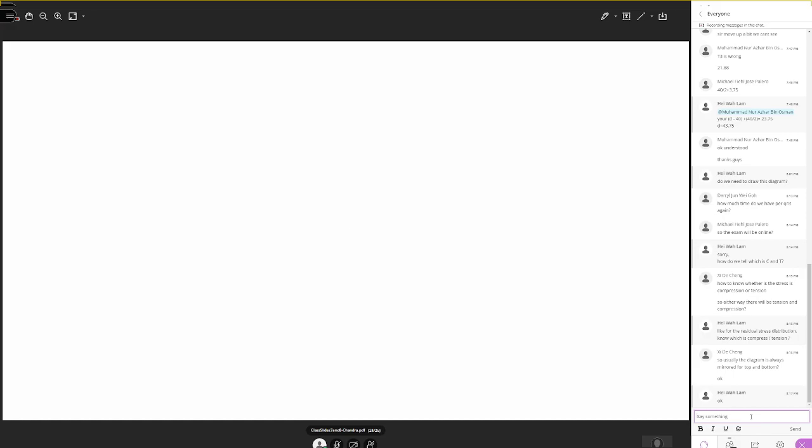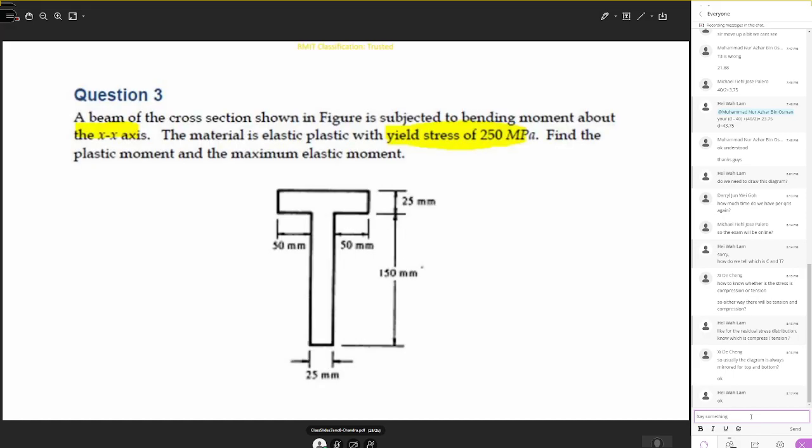Okay, so this is a simple question. You can easily work on this. Here the yield stress is given as 250 megapascals. The axis is given along the x-axis, and all the dimensions are there. You are asked only to calculate the plastic moment and the maximum elastic moment. So what is the plastic moment and what is the elastic moment?